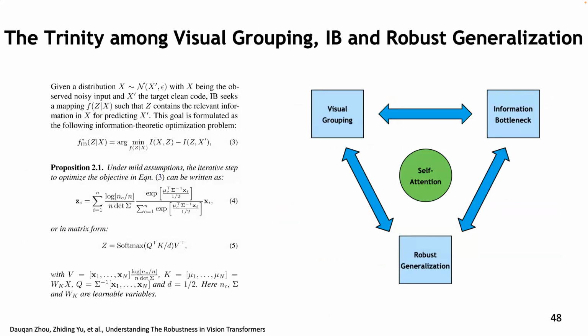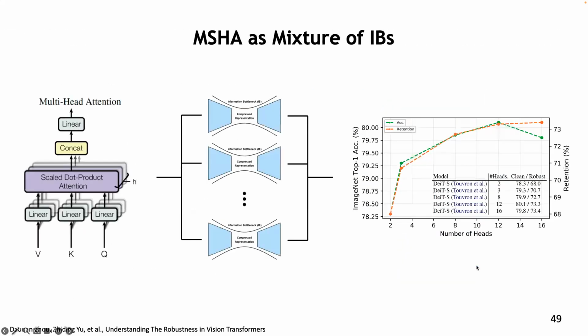Another perspective to understand why grouping happens is that self-attention promotes the formation of an information bottleneck. In this paper, we prove that the optimization step of the information bottleneck objective can be rewritten in the form of self-attention. So in some sense, self-attention enables the trinity of visual grouping, information bottleneck, and robust generalization. In reality, the vision transformer adopts the multi-head attention design, which can be broadly viewed as a mixture of information bottlenecks. As a result, how to aggregate the information from different heads and further strengthen the above grouping matters.